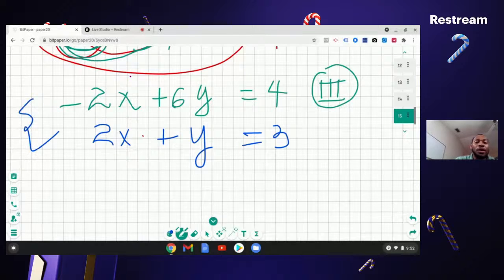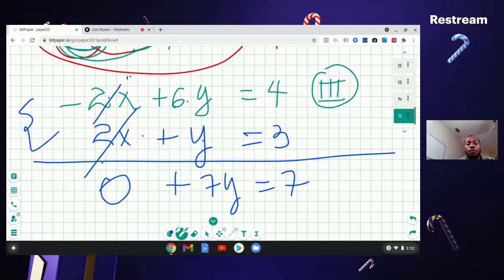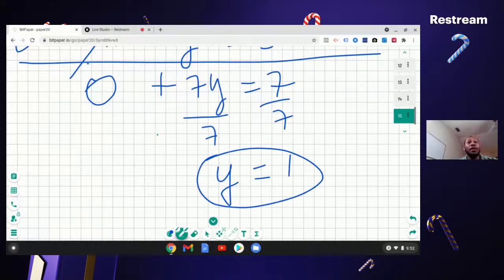Now, you have 2 equations here that I want to solve. The easiest thing to do is add the top equation to the bottom equation. That's how you solve them, solving by addition. So I'm going to add this to this. Negative 2x plus 2x is 0, and 6y plus y is 7y. It's equal to 7. Now, what do we need to do? Divide both sides by 7. So that means y is equal to 1. And that's all.